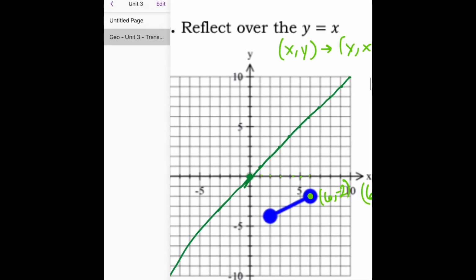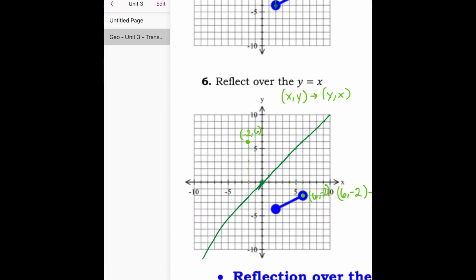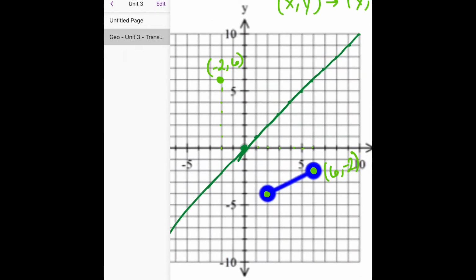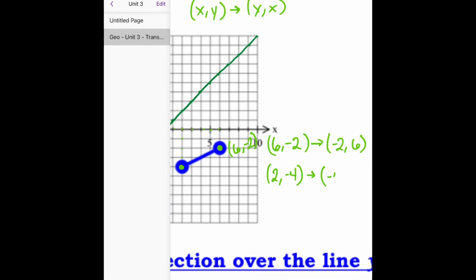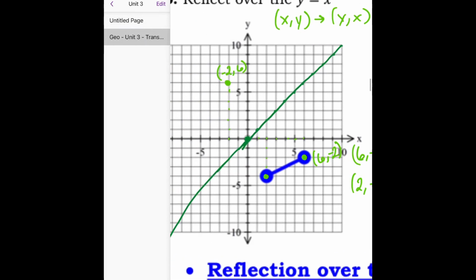And if I were to plot that, -2 comma 6 goes -2 on the x, 1, 2, 3, 4, 5, 6 on the y. -2 comma 6. Next point, this one right here is at 2 on the x and -4 on the y. So 2 comma -4. Now that will become, again, I need to switch those places, -4 comma 2. So plot that point, -4 comma 2. That's right there. Connect the dots, done.